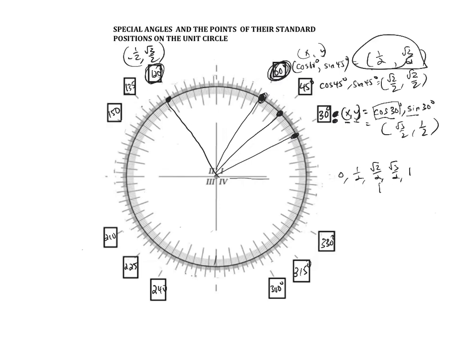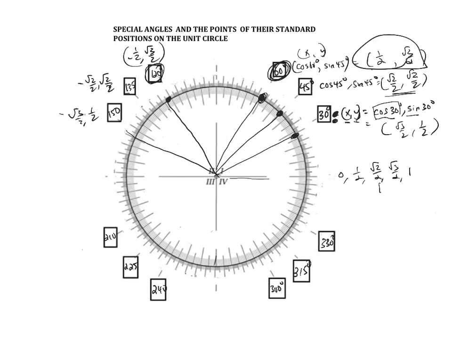And same thing for 135. We go back to this one here. We know that the x and the y coordinate are root 2 over 2. They're the exact same. But it seems like all the x's in quadrant 2 are negative. Same thing for 150 over here, which is root 3 over 2 and 1 over 2. Remember, these are reflections of each other. And we know that the x is going to be negative here.